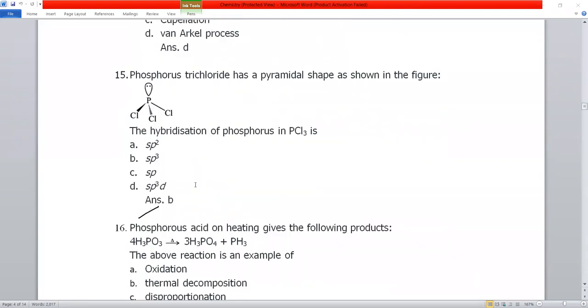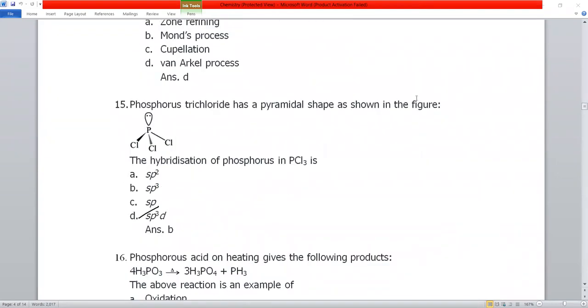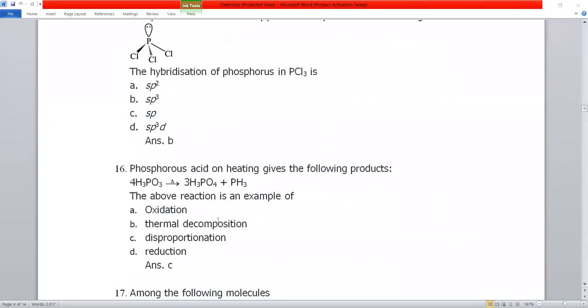Next, question number 15. Phosphorus trichloride has a pyramidal shape as shown in the figure. What is the hybridization of phosphorus? Just calculate the number of sigma bonds and lone pairs. There are 3 sigma bonds plus 1 lone pair, so a total of 4 hybrid orbitals. If there are 4 hybrid orbitals, the answer is sp3 hybridization, students. That is the question.